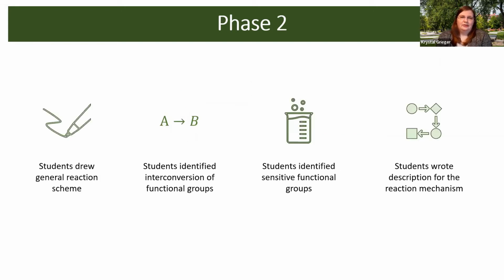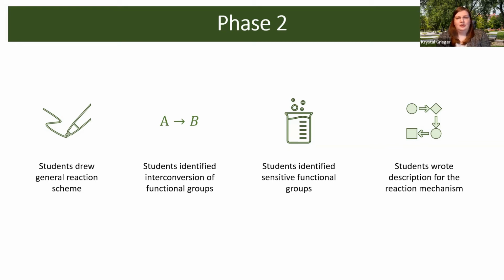For the second phase, we had students draw the general reaction scheme after they turn in the mechanism, just so that we had an overall one that we could put at the top of their webpage. And then we had students identify, because by this point in time they had been well-versed in the course on the different types of functional groups, what functional group that reaction started with and what that functional group became after the reaction.